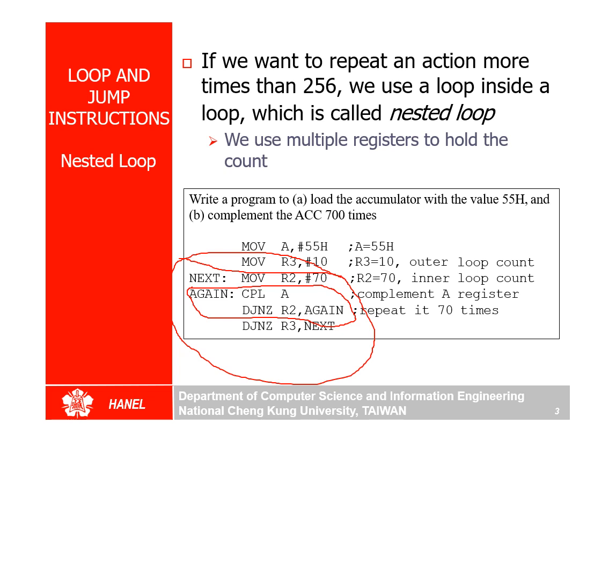So you have to understand this one. We explained this many times. This is the basic thing for understanding the time delay calculation. So the again loop will be executed 700 times, the next loop will be executed 10 times, MOV R3, #10 will be executed one time, and MOV A, #55 will be executed one time. Okay, so here I am just explaining how to repeat a program more than 255 times.